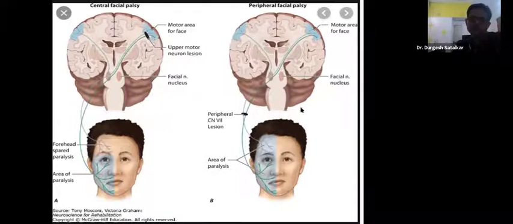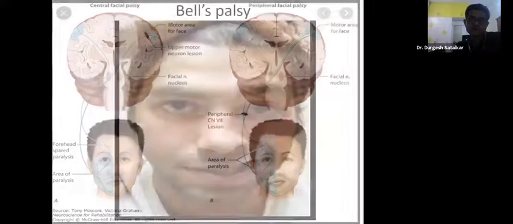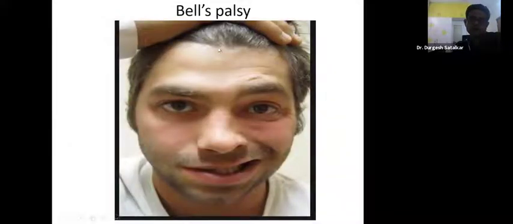Or if the unilateral complete face is involved, then it is usually a lower motor neuron facial palsy, which is also known as Bell's palsy. You'll see here the right half of the face. This is an ipsilateral right side lower motor neuron palsy. You can see the loss of nasolabial fold. There is loss of wrinkles on the forehead. Complete involvement, an infranuclear facial nerve palsy.